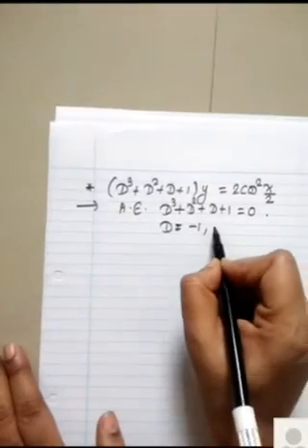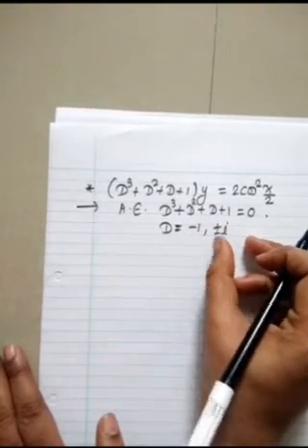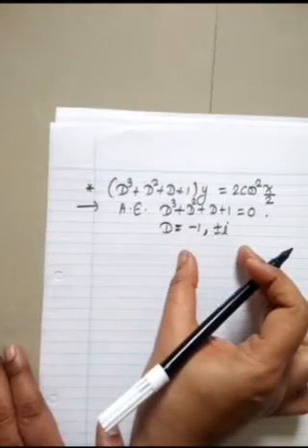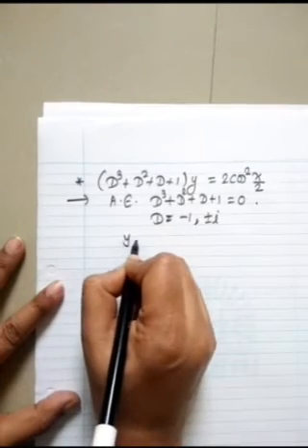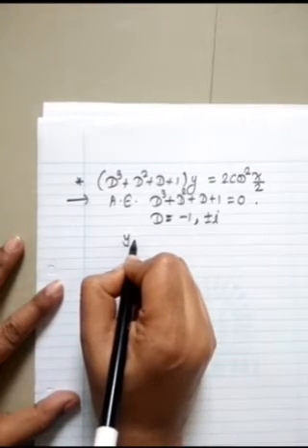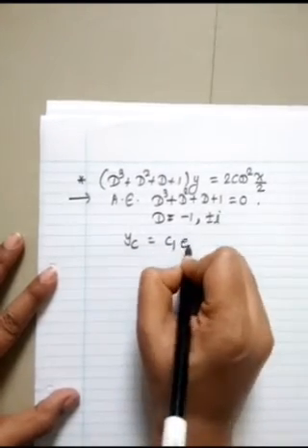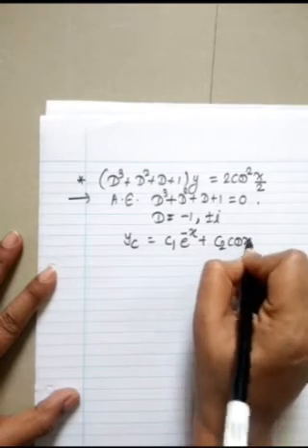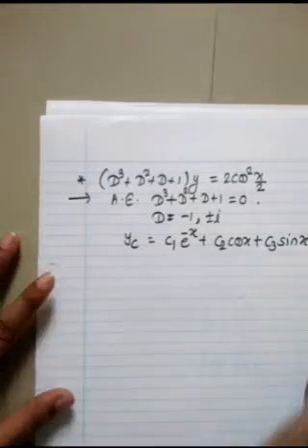Minus 1 plus minus i, separate it: plus minus i. Is it correct? Okay, then yc corresponds to minus 1 and plus minus i. Then y_c is c1 e raised to minus x plus c2 cos x plus c3 sin x, with beta 1 and alpha 0.